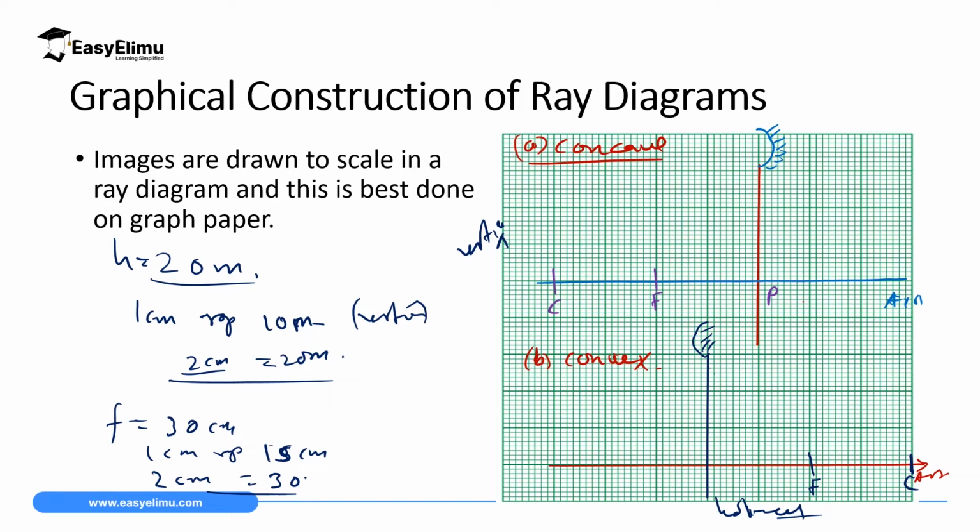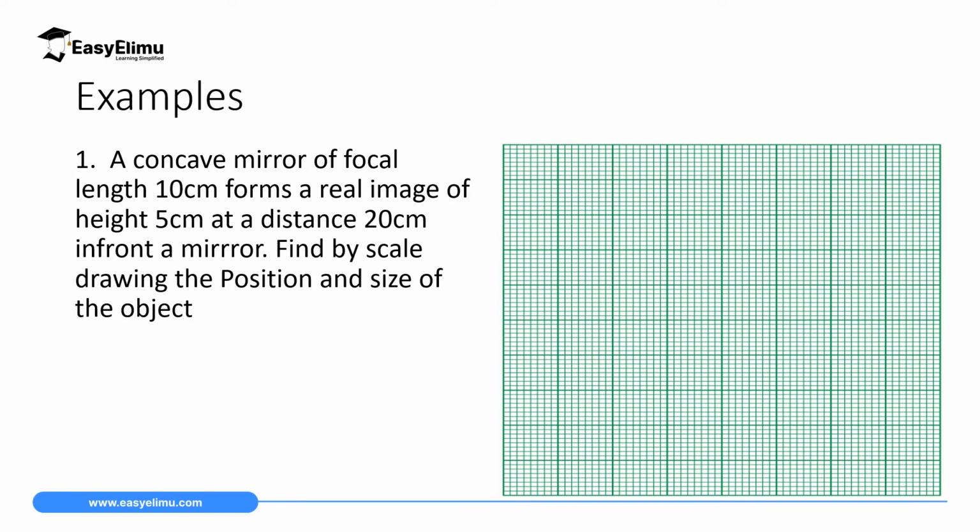And then you can measure using your ruler the length and the width or the height of the image, or the distance of this object or the image from the mirror. So we can now handle a few questions here so that we understand better.